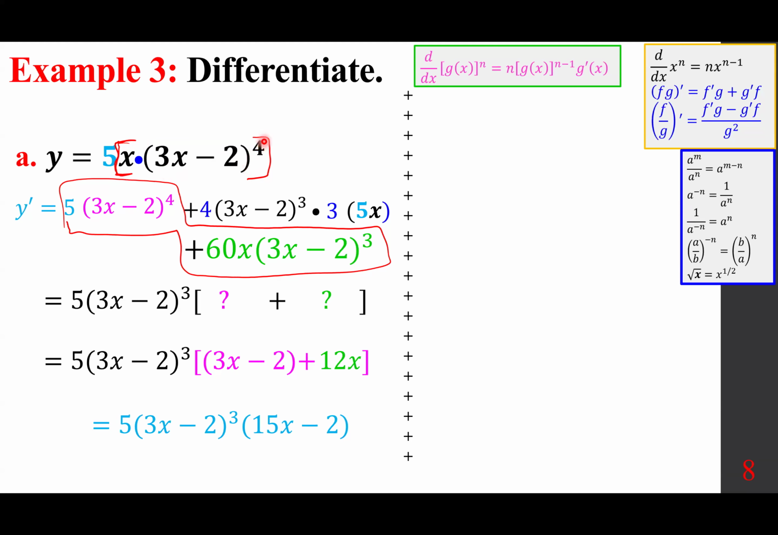Then plus, this sits in front, 4 times 3x minus 2 cubed times the derivative of the inside, 3 times x. So if you can follow that, this part inside the brackets is f prime g plus g prime f. And if you finish it, you get exactly the same. Now again, right now it makes not much of a difference, but it does make a difference when this number is involved.